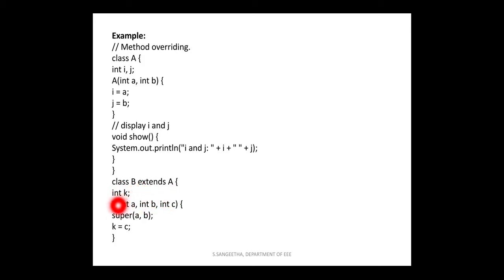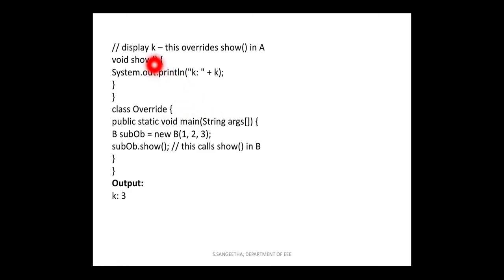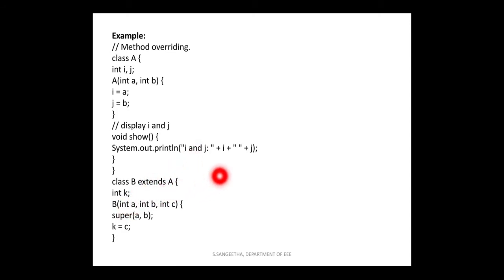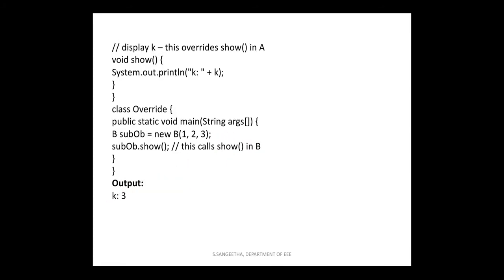Class B extends A, which means int k. Int k means an integer k will be declared. Then B of int a, int b, int c: super(a, b), k is equal to c. So k is equal to c means the value of c will be assigned to the integer k. Next you have to display the value of k, which overrides the show in A. That means the k value will be displayed, which overrides this statement. That is, i and j will be overridden by k. So next you have to print the statement System.out.println("k: " + k). The value of k will be displayed.